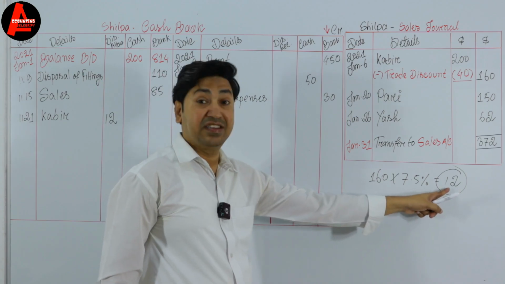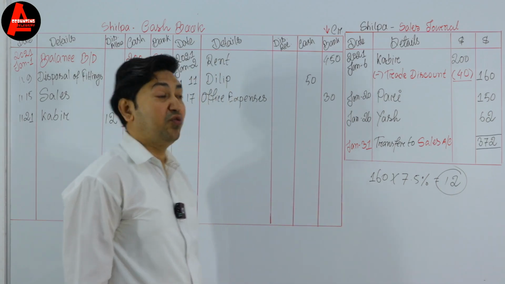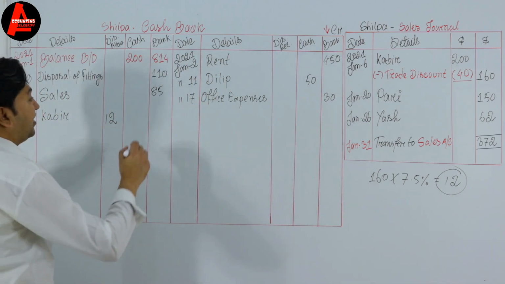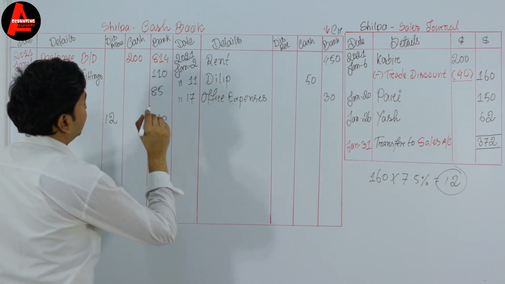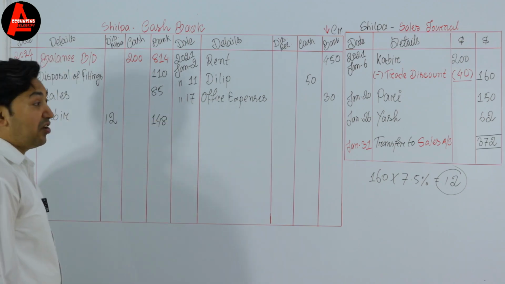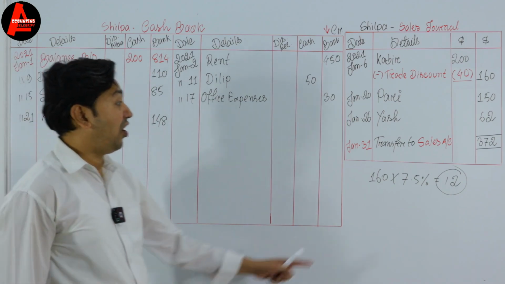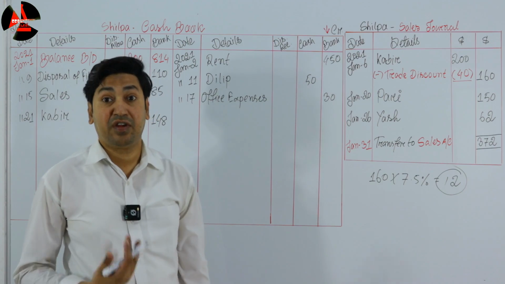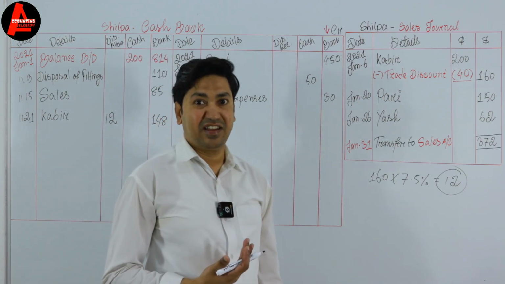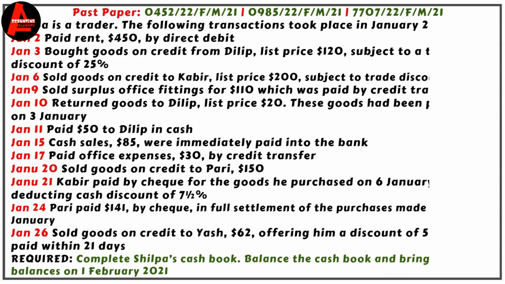160 minus discount 12 equals $148. Okay, we received from Kabir. Great. So many of you will charge this discount on $200. If you do it this way, your answer will be incorrect. Okay, so we have the next transaction here.